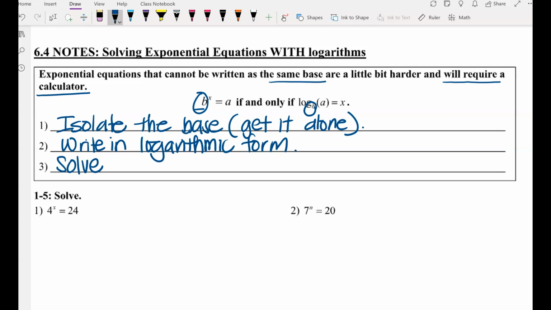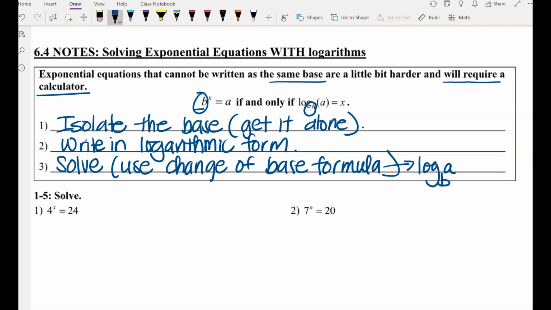And I hope you guys remember the change of base formula. So use the change of base formula. If I give you log base b of a, we can rewrite that as log a divided by log b. If you do not see any base written in a log, remember it's always log base 10. Now most calculators are made for log base 10.